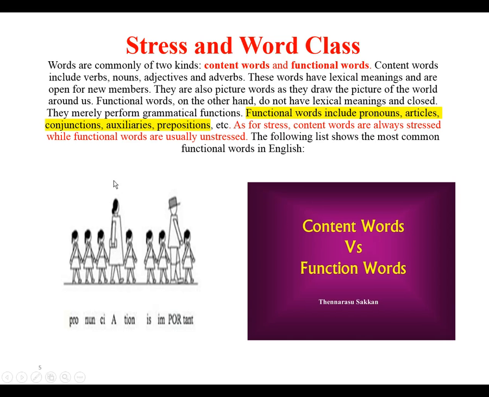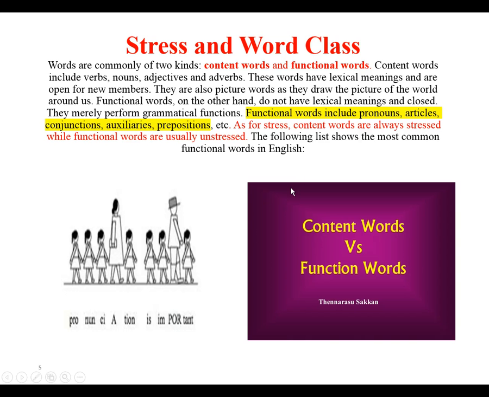Okay, word stress and word class. We have here two kinds of words. We have content words and we have function words. Content words include, as you can see, verbs, nouns, adjectives, and adverbs. And function words include prepositions, auxiliaries, conjunctions, articles, and so on. As far as stress is concerned, the rule tells me that content words are always stressed while function words are usually unstressed.